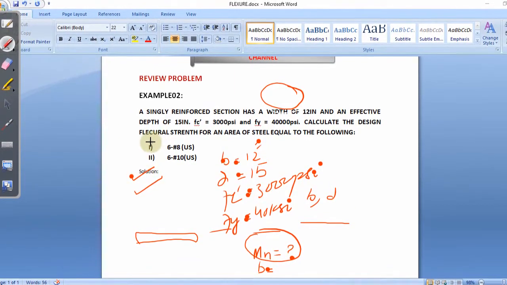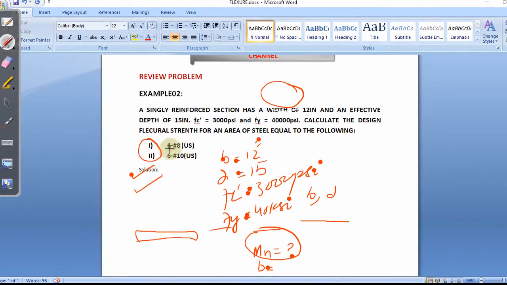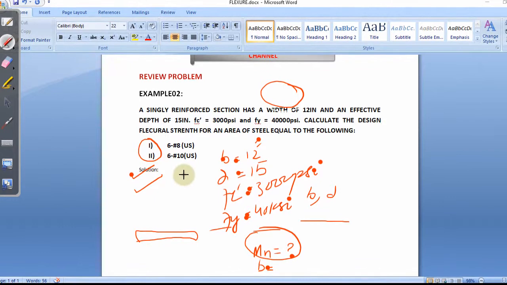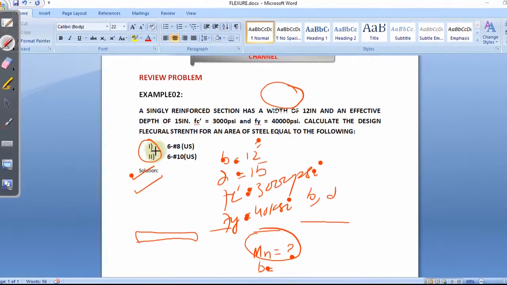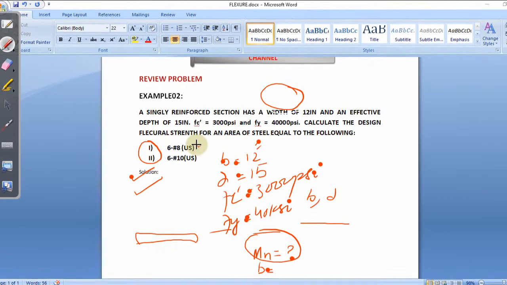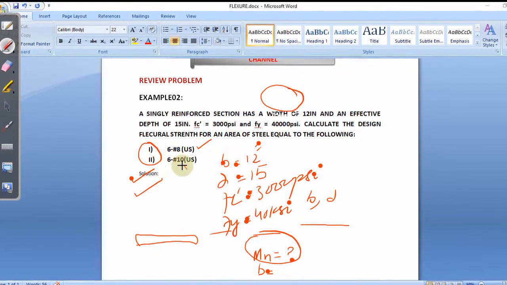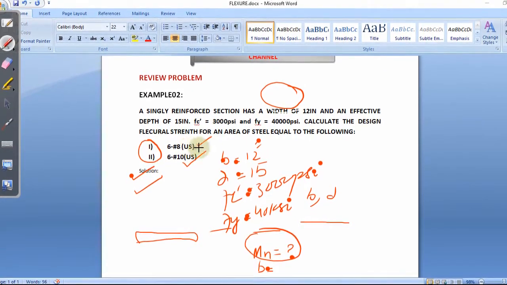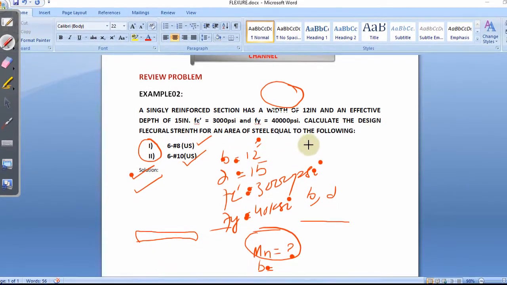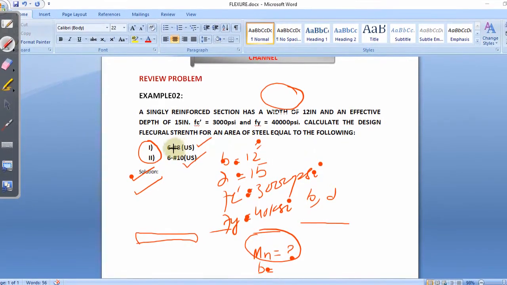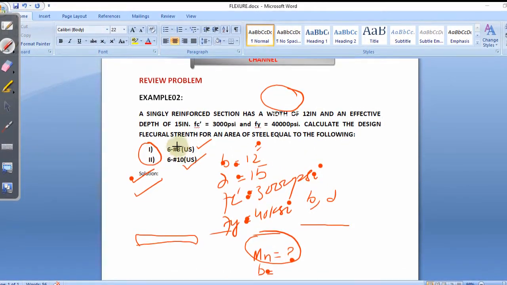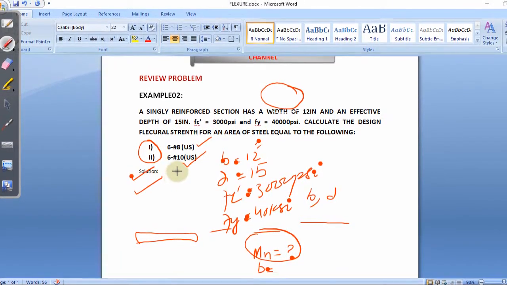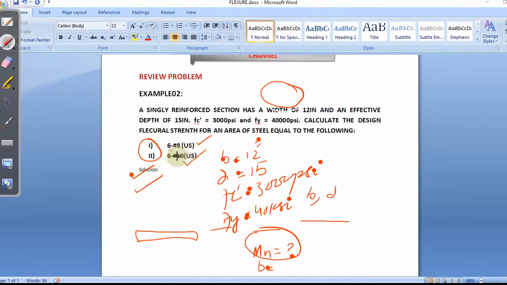We have two cases in this example. Case number 1, we have to use 6 number 8 bars. So in the first case we have to use 6 number 8 bars, while in the second case we have to use 6 number 10 bars. Noting that this is the US bar. So US bar means number 8 means 8 eighths, right? And similarly, this is not the ACI designation, because the ACI designation is different from the US designation. So we need Mn, and we have two cases.